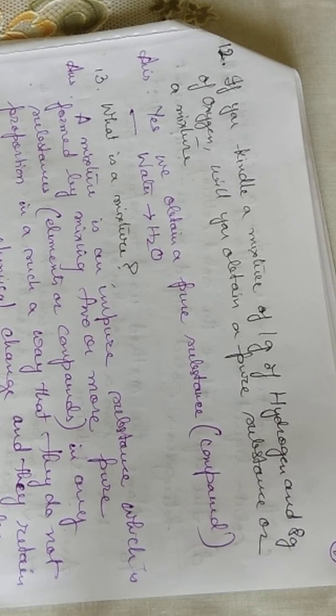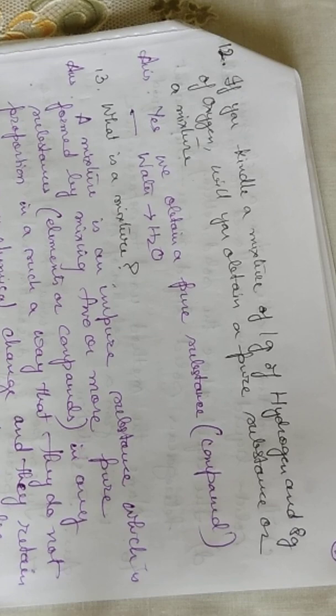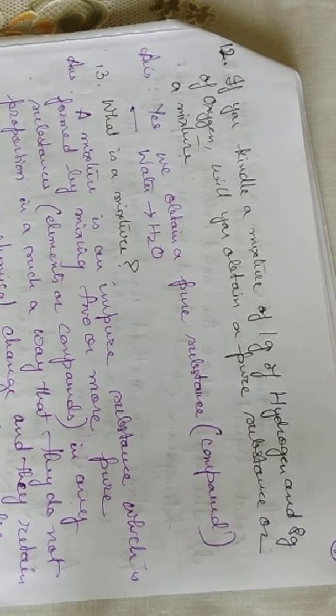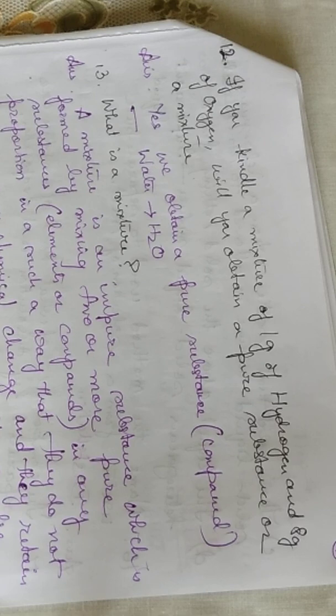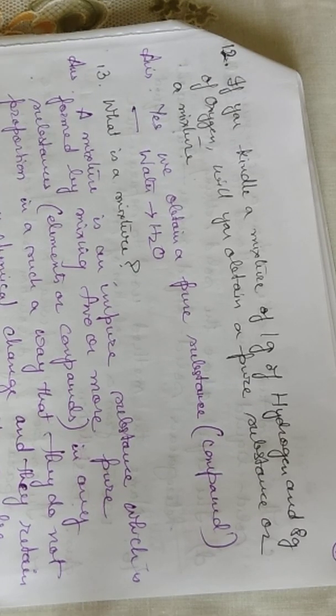Okay, we will obtain a pure substance. If we kindle 1 gram of hydrogen and 8 grams of oxygen, we'll obtain a pure substance that is called a compound, which is water, and its formula is H2O.